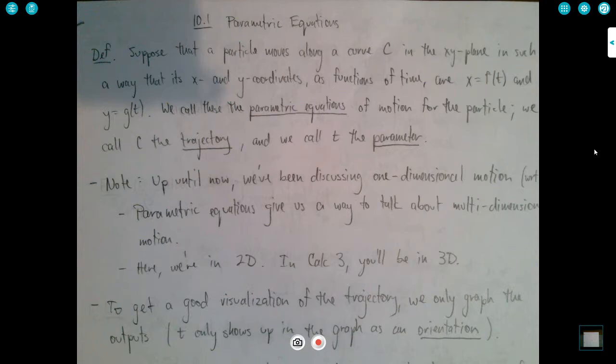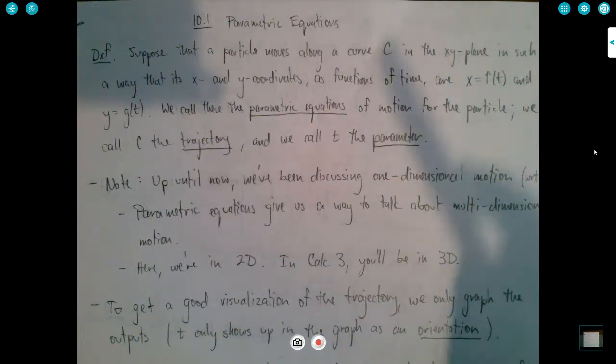So in Chapter 10, we'll talk about parametric equations, we'll talk about polar equations, we'll talk about conic sections, and then we'll talk about the connections between all of these things. So let's get started with parametric equations.